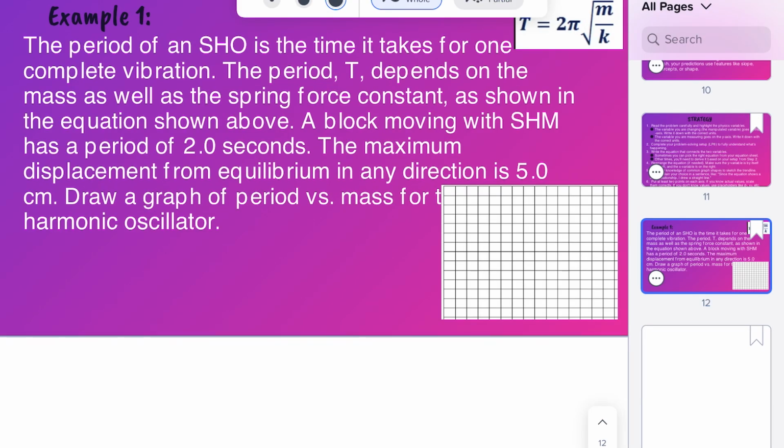The period of a simple harmonic oscillator is the time it takes for one complete vibration. The period T depends on the mass as well as the spring force constant as shown in the equation above. A block moving with simple harmonic motion has a period of 2 seconds. The maximum displacement from equilibrium in any direction is 5 centimeters. Draw a graph of period versus mass for the simple harmonic oscillator.